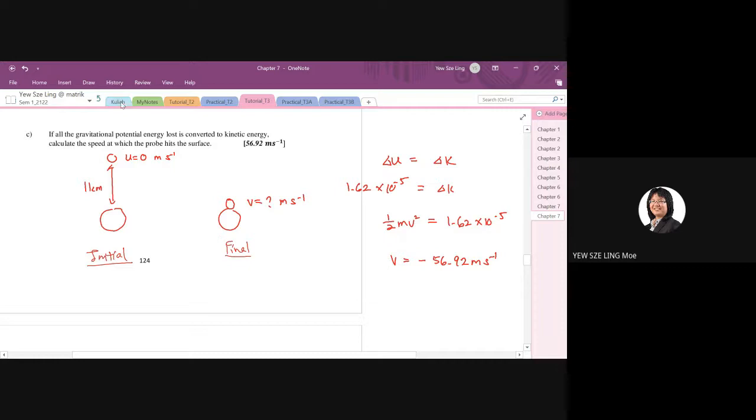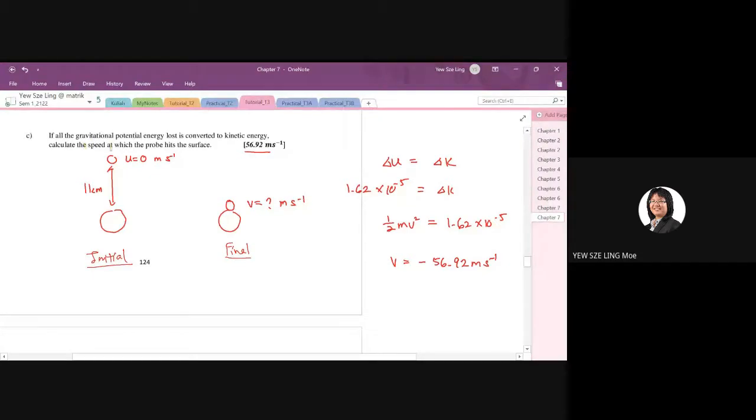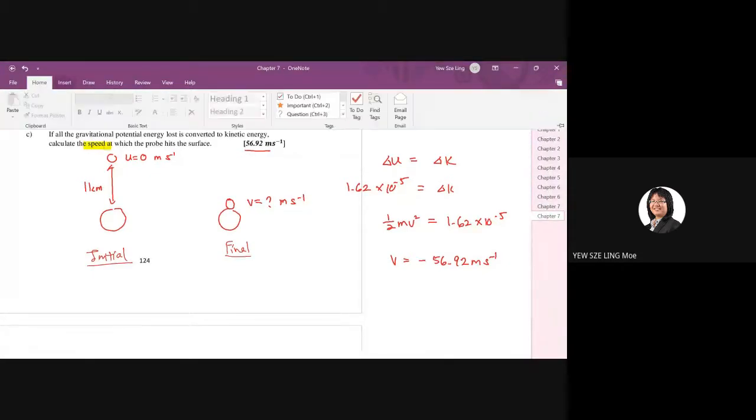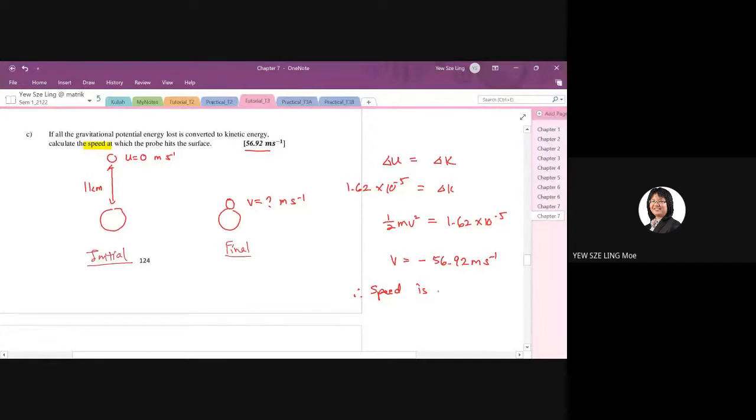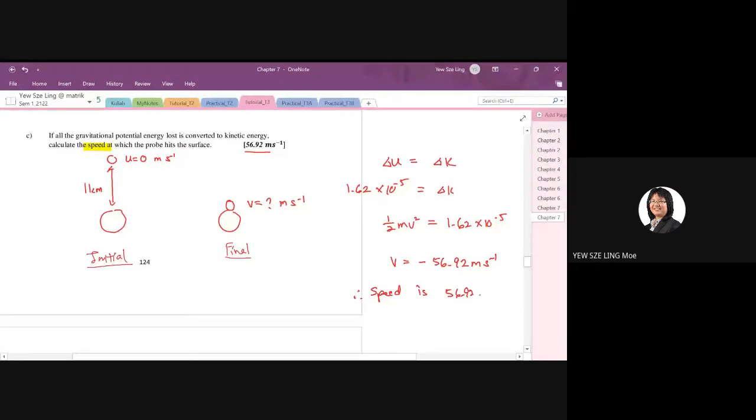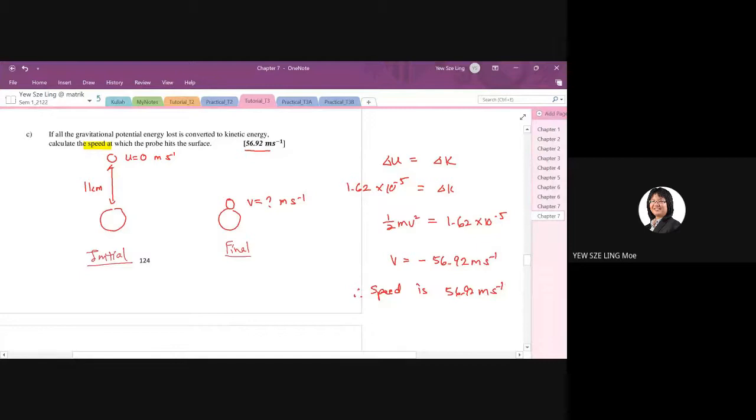Now, if you look at the question, why does it give you a positive final answer? Because the question is asking for speed. So when it comes to speed, we need to write one more sentence, where the speed is just the magnitude. So speed is 56.92 ms negative 1, without negative sign, because speed is just a magnitude without plus minus sign. So you obtain a final answer which is a negative value, then you rewrite it in a statement form, in a sentence form. So that is our answer for question C.